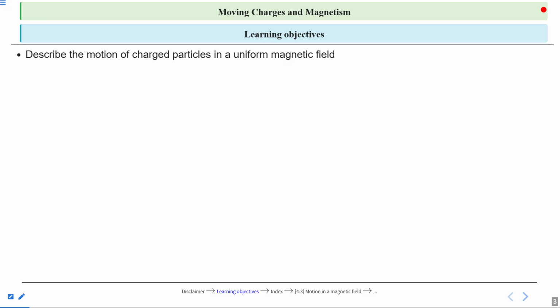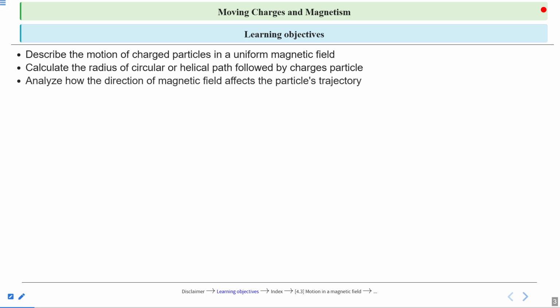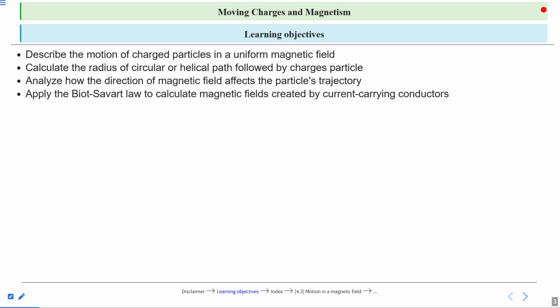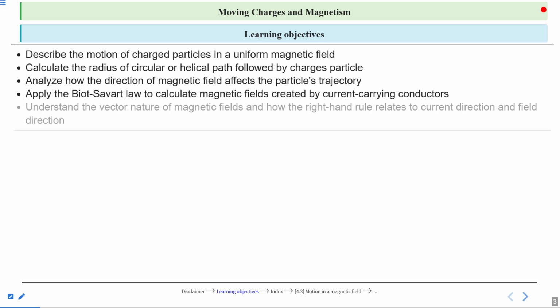Learning objectives. We are going to describe the motion of charged particles in a uniform magnetic field, and calculate the radius of the circular or helical path followed by the charged particle. We are going to analyze how the direction of the magnetic field affects the particle's trajectory. We are going to apply the Biot-Savart law to calculate magnetic fields created by a current carrying conductor. We are going to understand the vector nature of magnetic fields and how the right hand rule relates current direction and field direction.